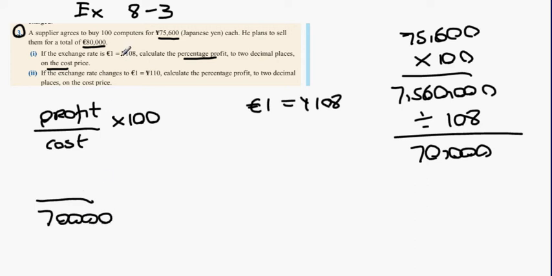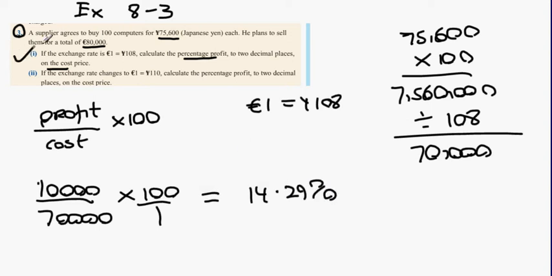And he plans to sell them for 80,000, which is a 10,000 euro profit. Then multiply that by 100 over 1. And what we're going to get is 14.29% when we do that. Okay, so that's part 1 done.